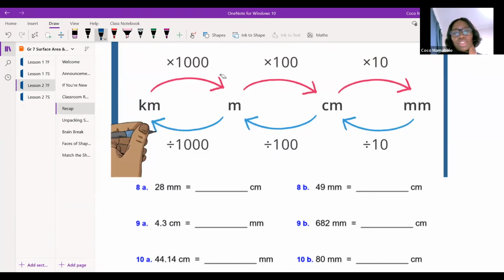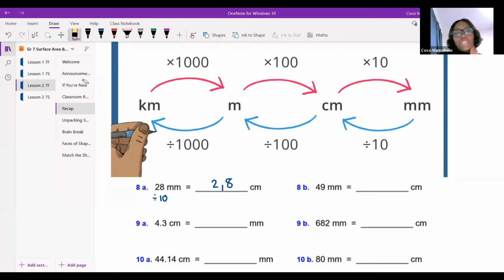All right, Emerson, so I'm going from millimeters to centimeters. So what do I need to do? Ma'am, you divide by 10. Excellent, I'm going to divide by 10. So what is 28 divided by 10, Emerson? I got 2.8 centimeters. Centimeters, excellent, well done, amazing stuff.